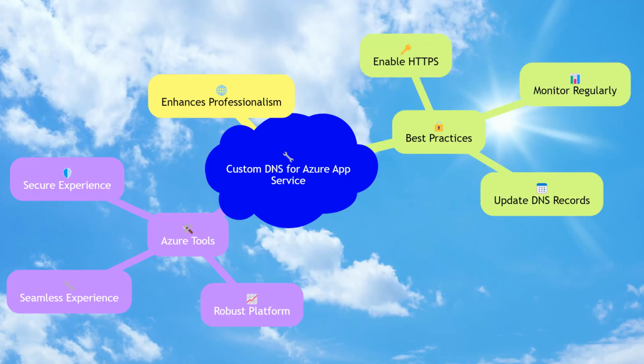Mapping a custom DNS name to your Azure App Service is a straightforward process that enhances your web app's professionalism and user trust. Follow best practices such as enabling HTTPS, regularly monitoring your app, and keeping DNS records up to date. By leveraging Azure's robust platform and tools, you can ensure a seamless and secure experience for your users.